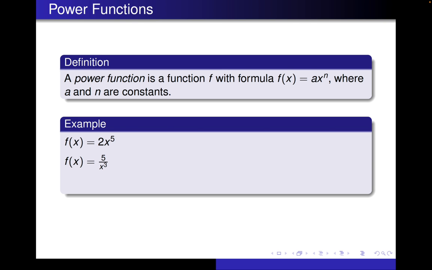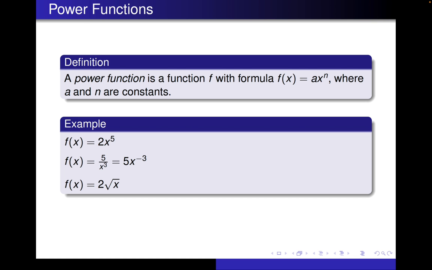Here's one that doesn't look very much like a power function at all. You can see the constant 5. There is a power of x, but the power of x is in the denominator instead of the numerator. So you might wonder if this is a power function at all. Well, remember, if you're dividing by x to a power, that is the same as multiplying by x to the negative of that power. So 5 over x cubed is equal to 5 times x to the negative 3. 5 is a constant. Negative 3 is also a constant. That's a power function.